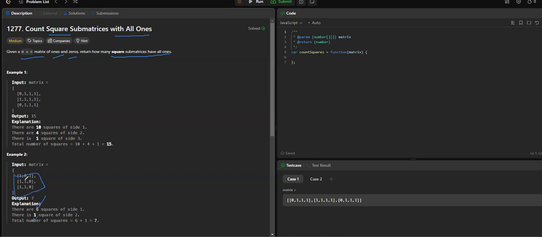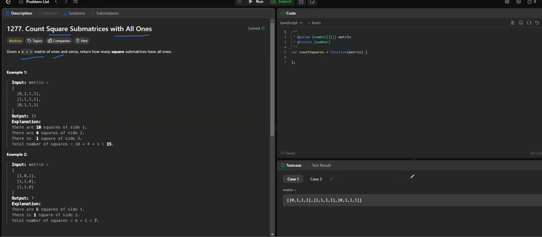What about the 3 cross 3? Again not an answer, because we have these three zeros. That's why we only have 1 cross 1 and 2 cross 2 matrices: six of side 1 and one of side 2. The same goes for the other example. We have around 10 1 cross 1 matrices. And what about 2 cross 2? We'll have this one, 2, 3, and 4. That's why we have 4 squares of side 2. What about 3 cross 3? Can we form this? The answer would be yes. So we can see 10 squares of 1 cross 1, 4 of side 2 and 1 of side 3. So the total comes to 15.